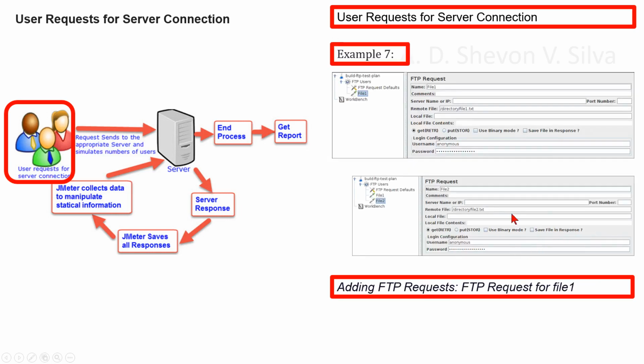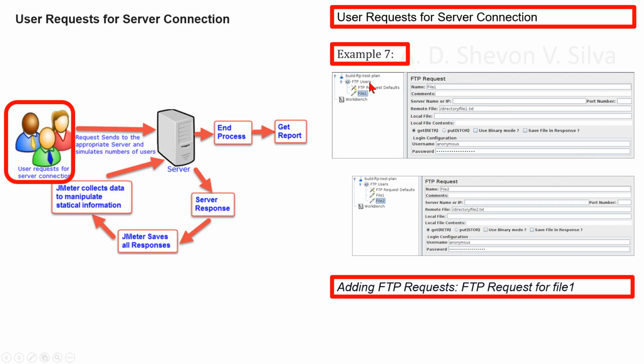Now we are considering adding FTP requests. In our test plan, we need to make two FTP requests. JMeter sends requests in the order that they appear in the tree. Start by adding the first FTP request to the FTP users element. Add, then sampler, then FTP request.